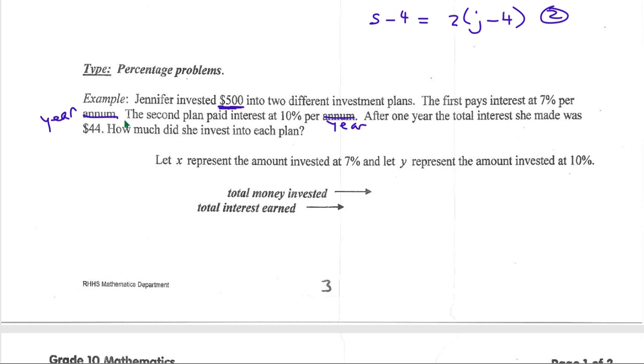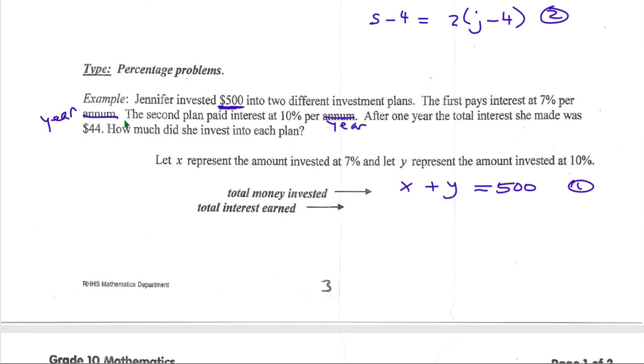So they've started it for us. They said let X represent the amount invested at 7%, that's the first plan, and Y is the amount invested at 10%, that's the second plan. So we have one equation that has to do with the total amount of money she put in. She put X dollars into the first plan and Y dollars into the second plan, and that's equation 1. It has nothing to do with the interest rate.